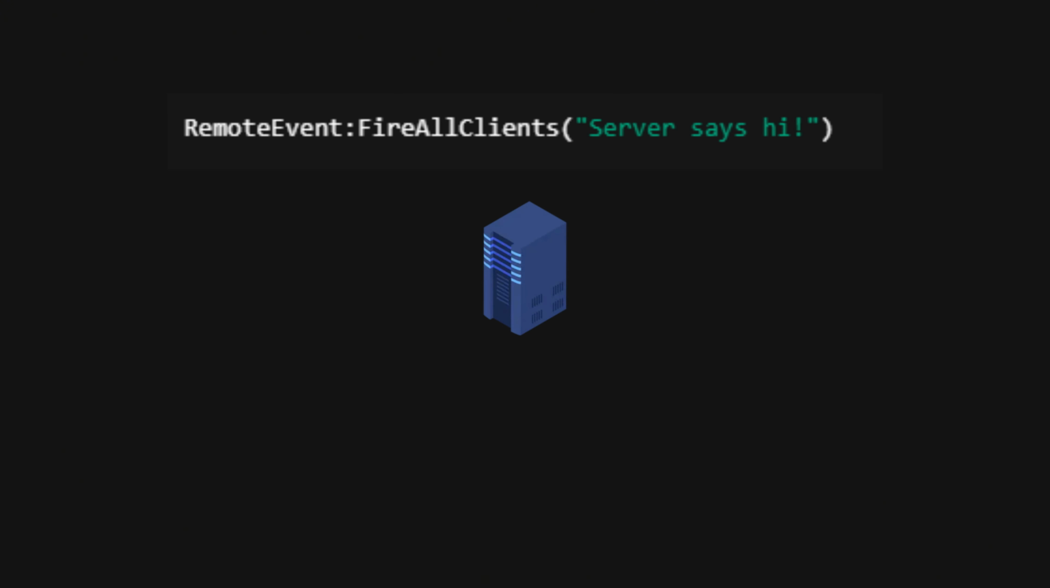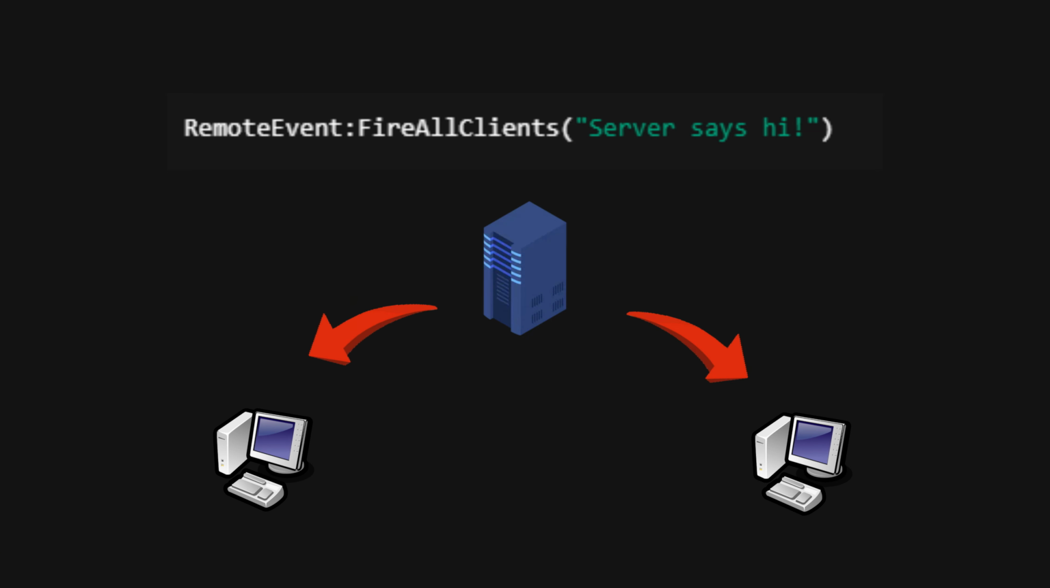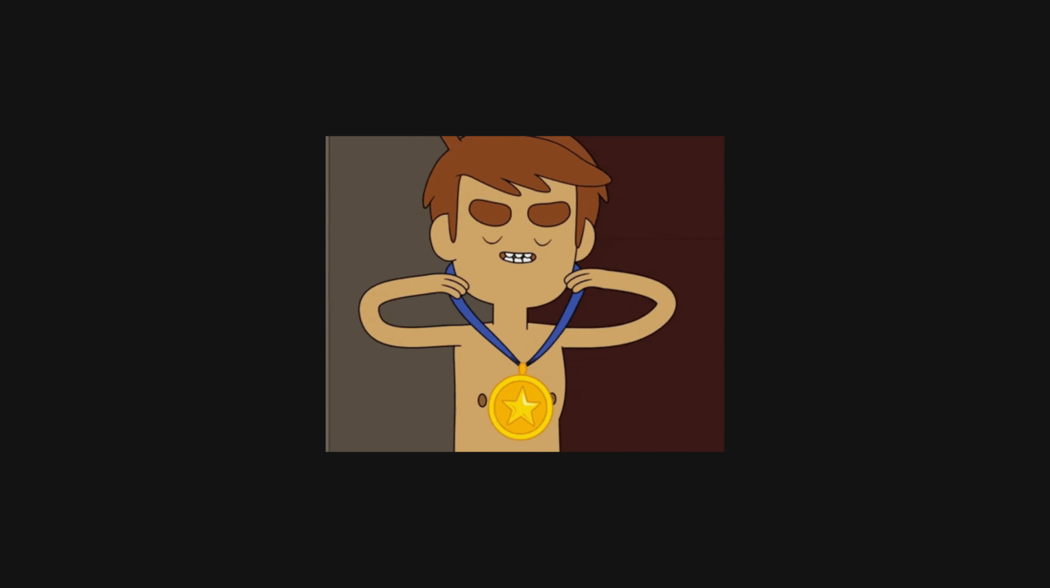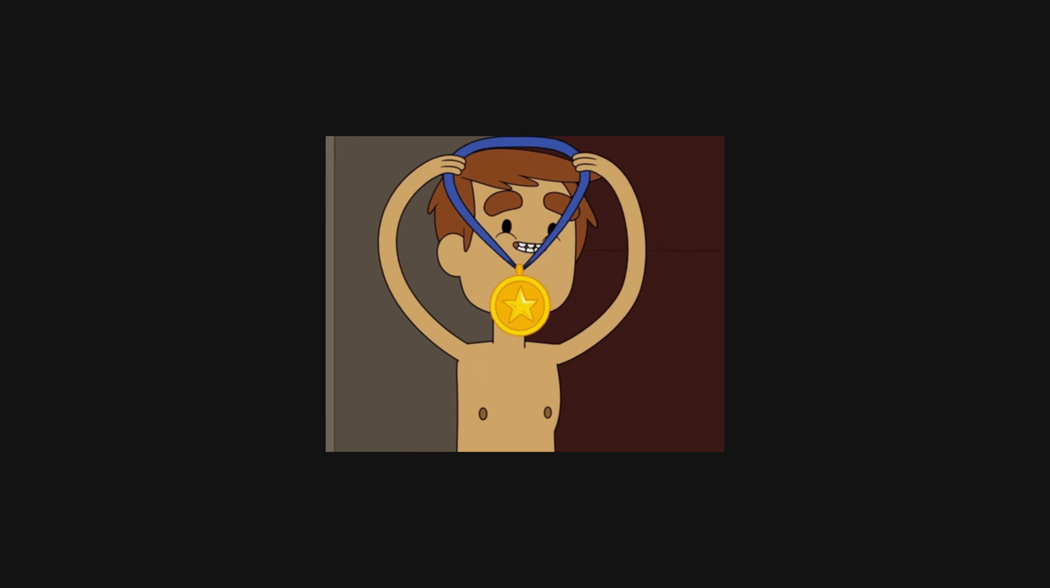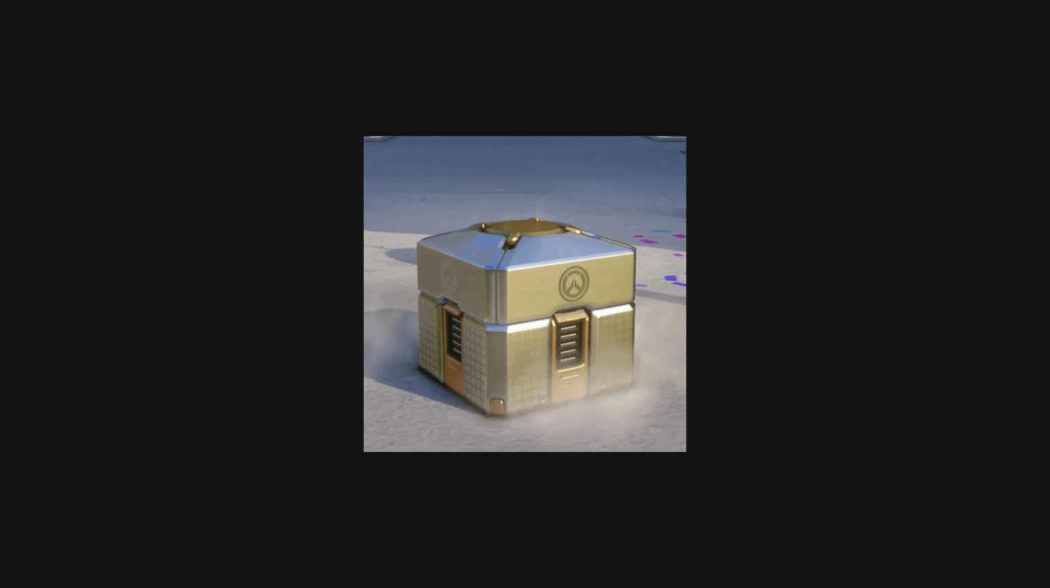Want to go the other way around? Sure. The server can talk back to the client by firing a remote event with FireClient or FireAllClients. This is perfect for awarding points, spawning items, or just letting everyone know the pizza party has started.